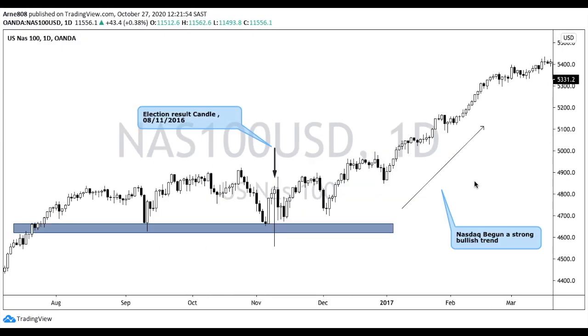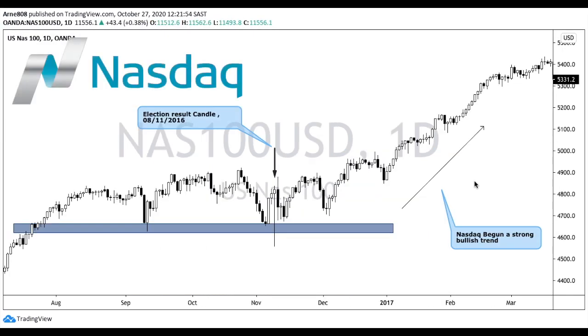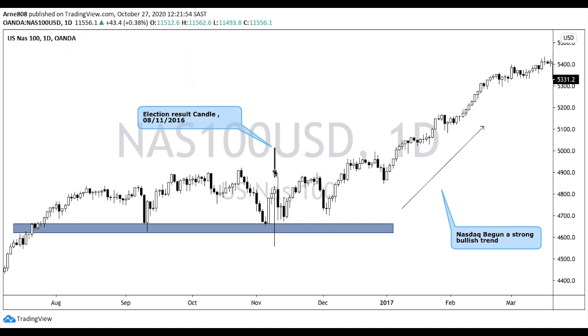So let's go to NAS. As you can see, NAS is not a currency pair, but a stock index. And for those that don't know the stock indices, I did a short video on NAS. You can go watch it. I'll attach the link in the description below.